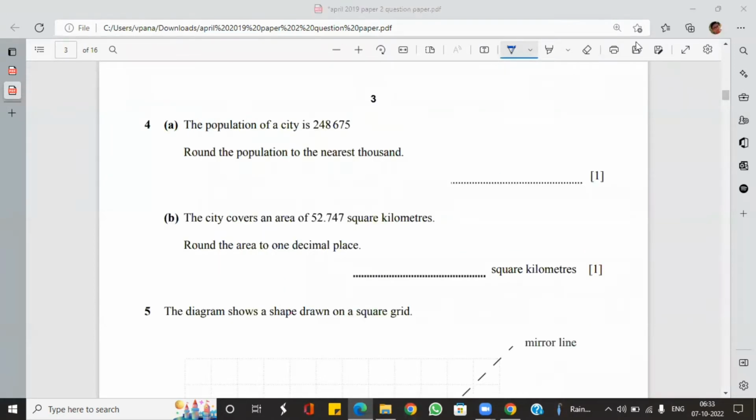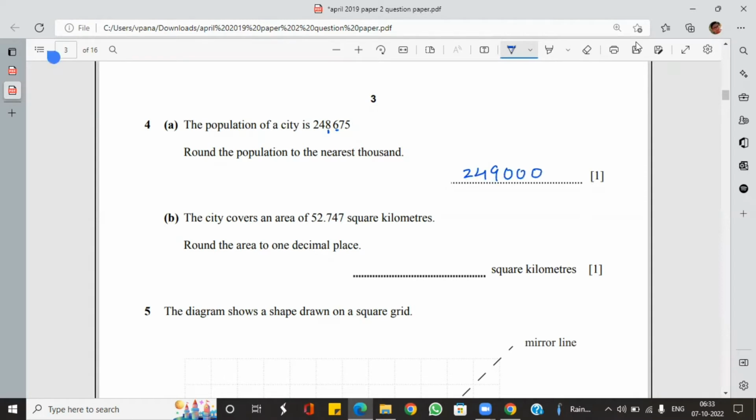The population of a city is 248,675. Round the population to the nearest thousand. So we look at the hundreds place, it is 6. Since it is 5 or more, we add 1 over here. So this becomes 249,000.